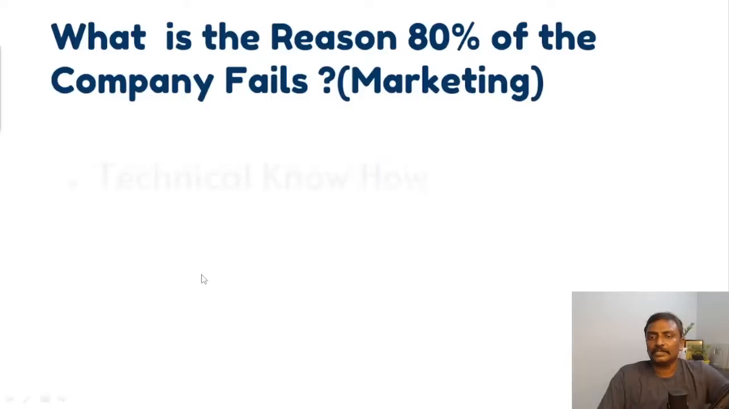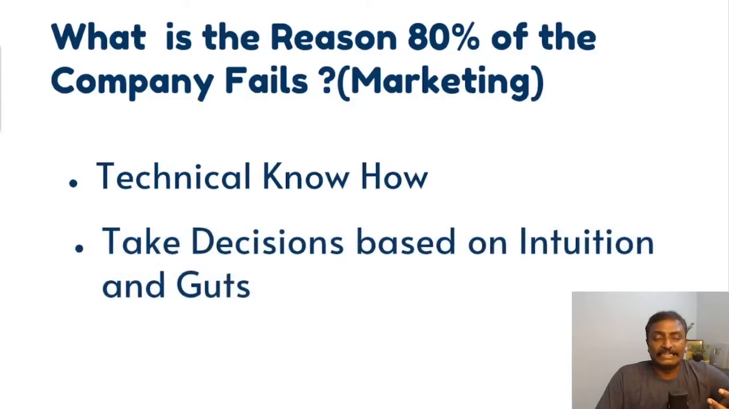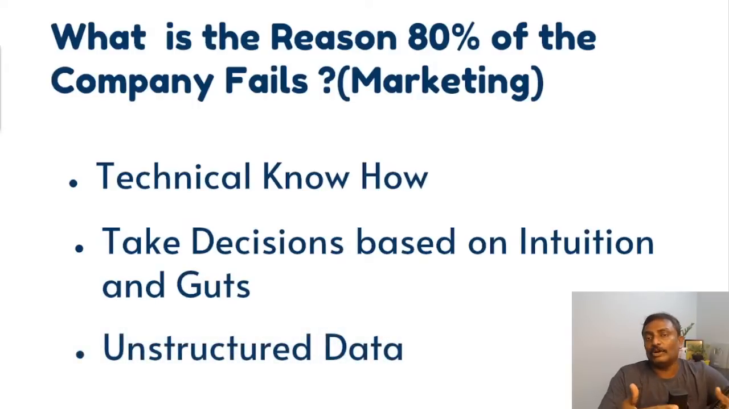Okay. So the first reason is they don't know the technical know-how. Okay. For everything, there is a know-how process. How advertisement works, how marketing works. Okay. Know-how process of data. And they take the decision based on guts and intuition, okay, and not based on the data. So they have unstructured data, okay.